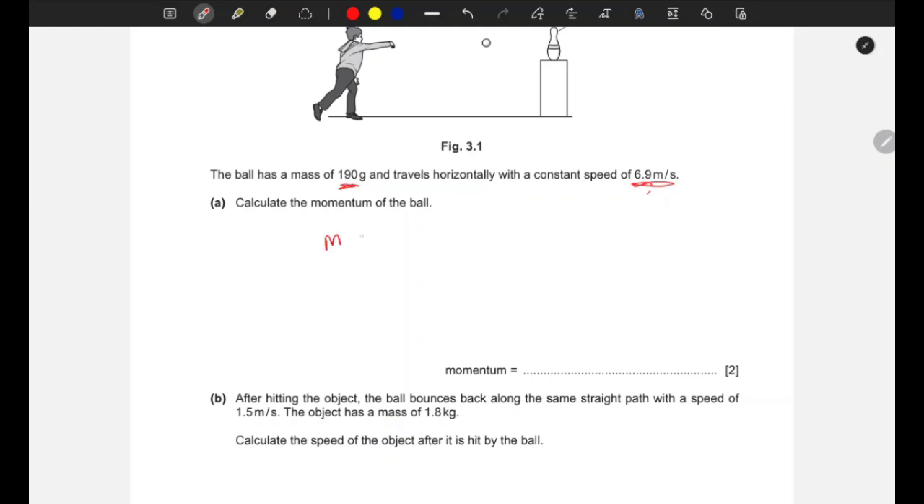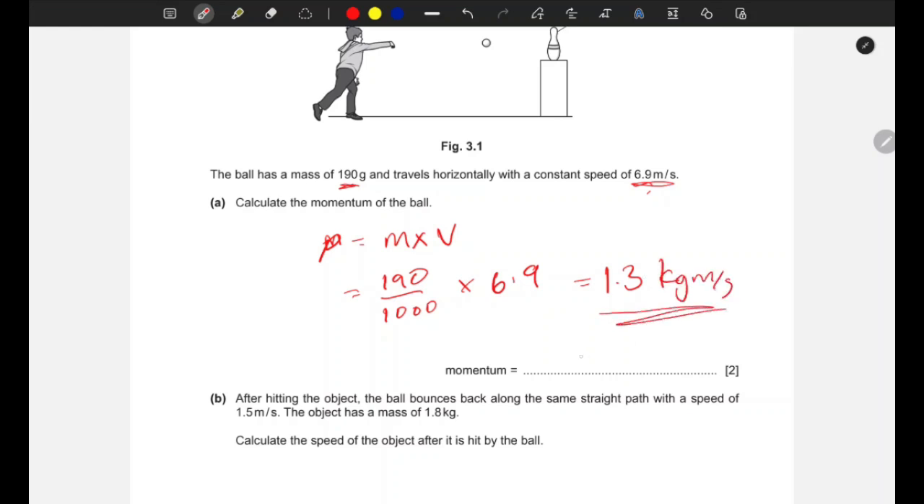So we know that momentum is the same as mass times velocity. So the mass is 190 grams, which we have to convert to kilograms. So 190 over 1000 times the speed, 6.9. When we do that, 190 over 1000 times 6.9 would give us 1.3 kilograms meter per second. That would be the answer. We can just write it down there.